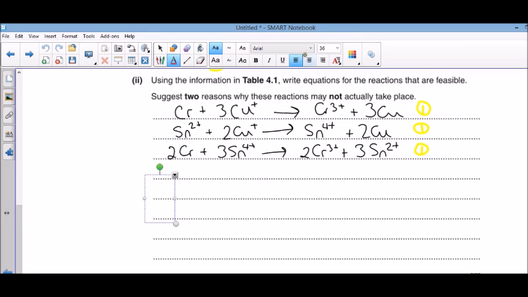And then, even though these are feasible, because we've looked at the electrode potentials and we said this one will go forwards and this one will go backwards, and we've got a difference in electrode potential, in theory they're feasible, but they might not actually happen. So we've got 2 reasons. We could have non-standard conditions. So that would be our first one.